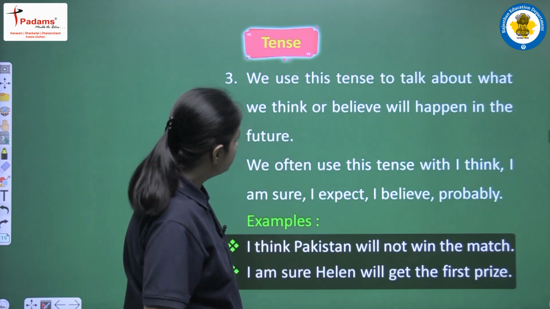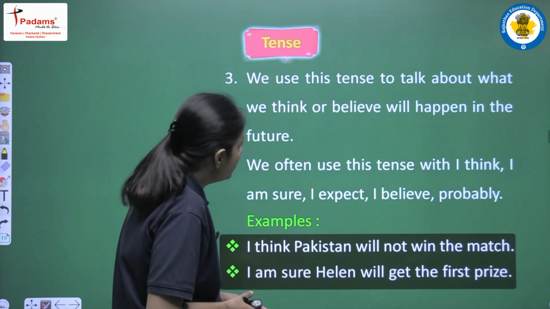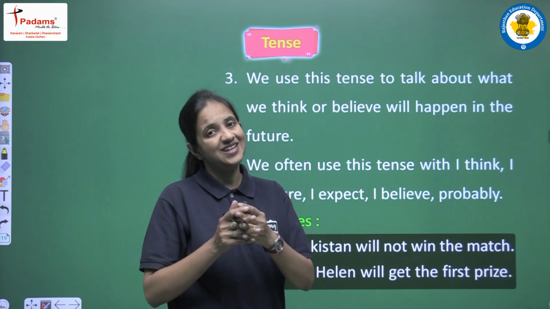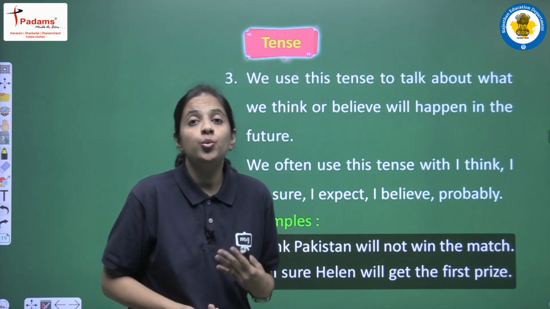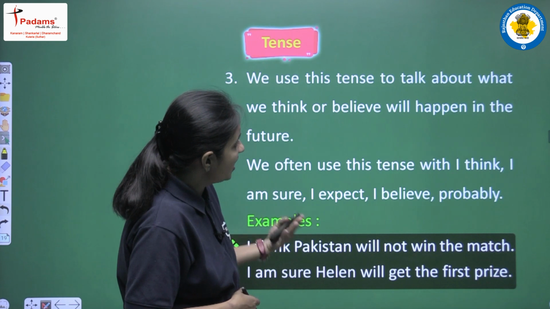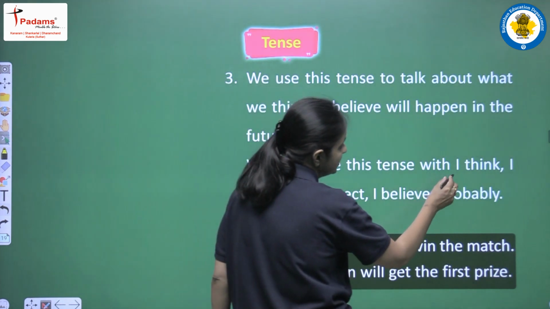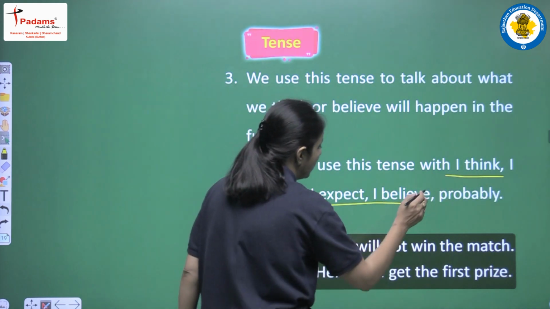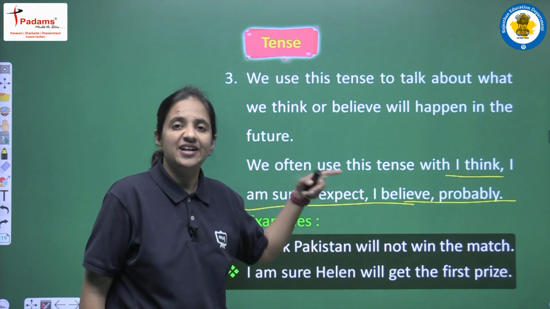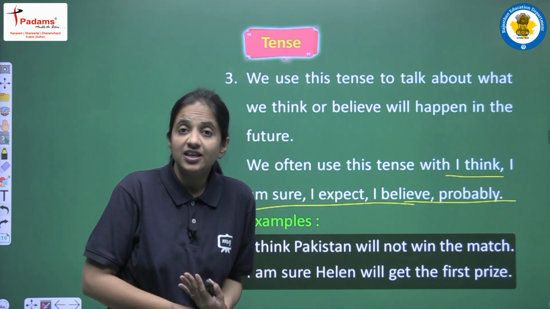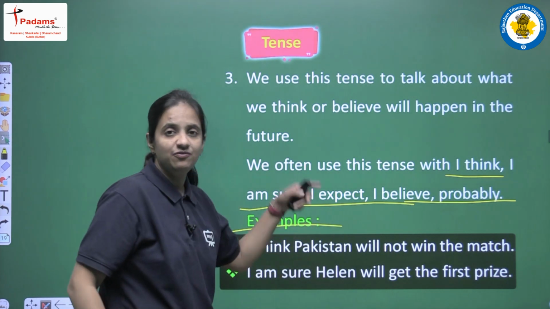So let's see. We use this tense to talk about what we think or believe will happen in the future. So this tense is also used when we are talking about what we think will happen in the future, and at that time we often use words like I think, I am sure, I expect, I believe or probably, because these are the words that are used to show what we think, what we predict actually. So let's see some examples related to this use.